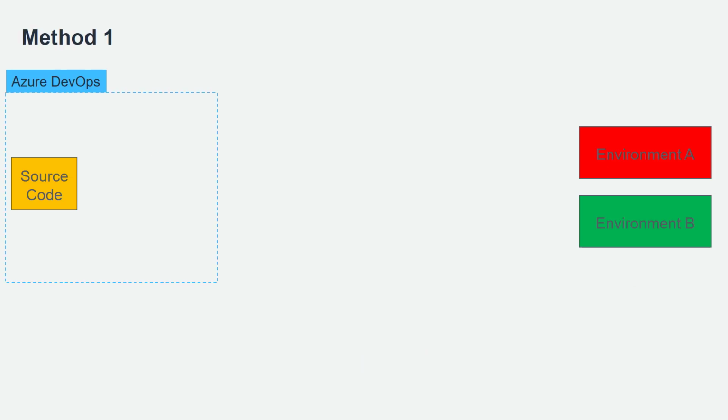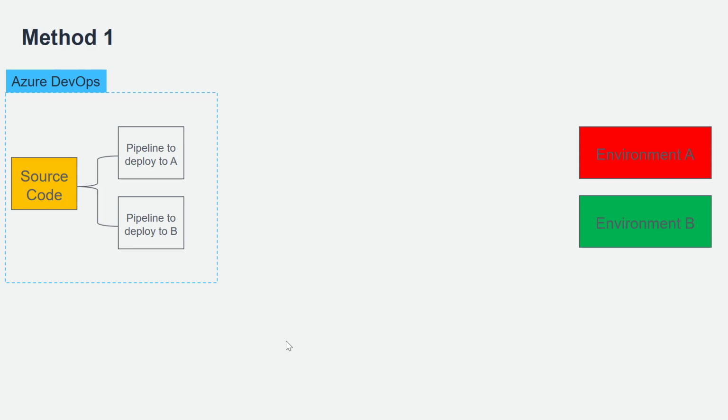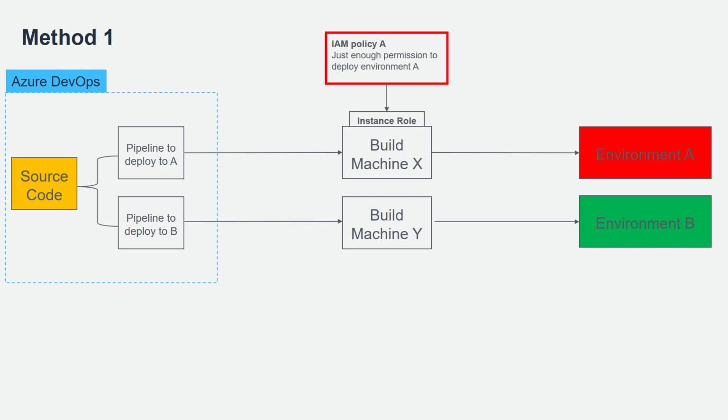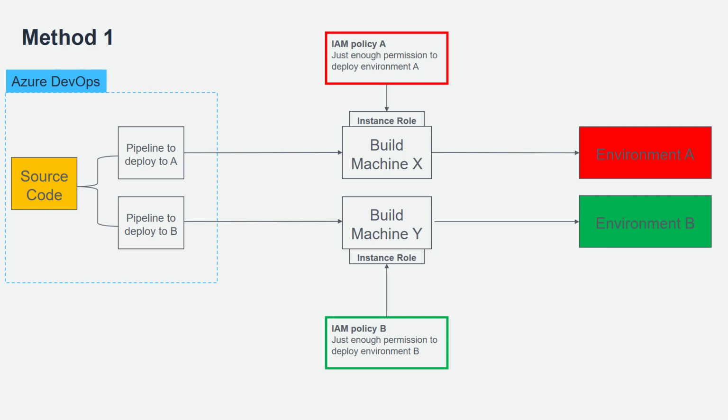Method number one is, let's say you have Azure DevOps server like this. You can have two pipelines, and pipeline A will use build machine X to deploy, and pipeline B will use build machine Y to deploy into environment B. And of course, to grant permission to deploy into environment A, you are going to attach an instance role with just enough permission to deploy into environment A. And for the build machine Y, you will attach just enough permission to deploy into environment B. So of course, the challenge here is that you are going to have one build machine for each environment so that you can deploy into those environments.